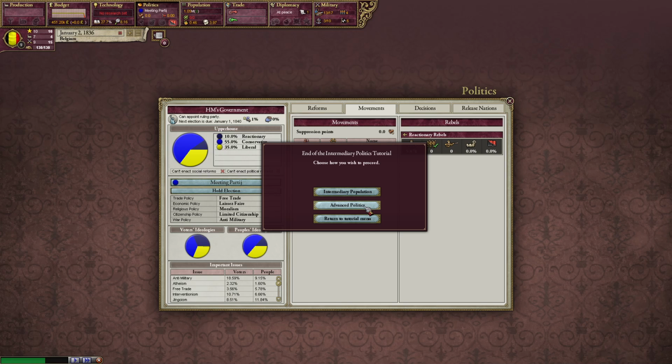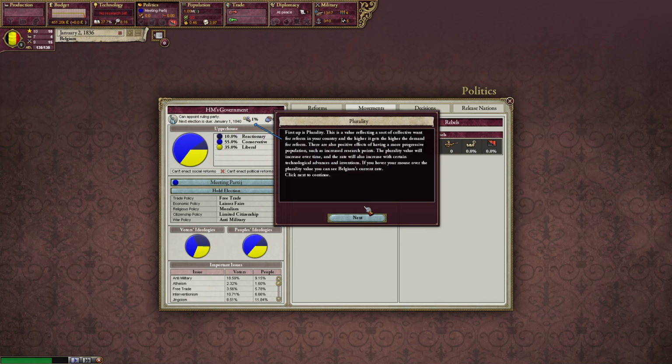We're going to advance politics. Plurality. That word is difficult for me. First up is plurality. This is a value reflecting a sort of collective want for reform in your country, and the higher it gets, the higher the demand for reform.